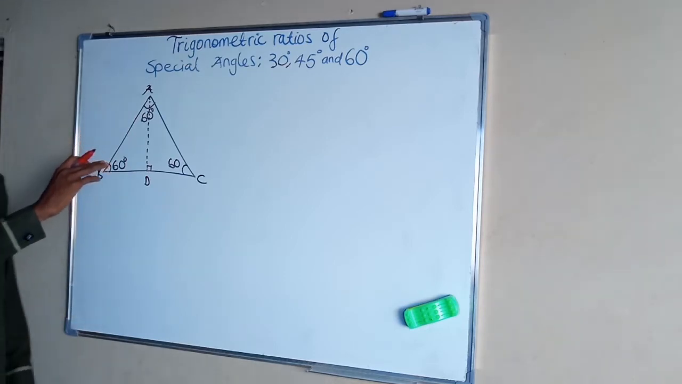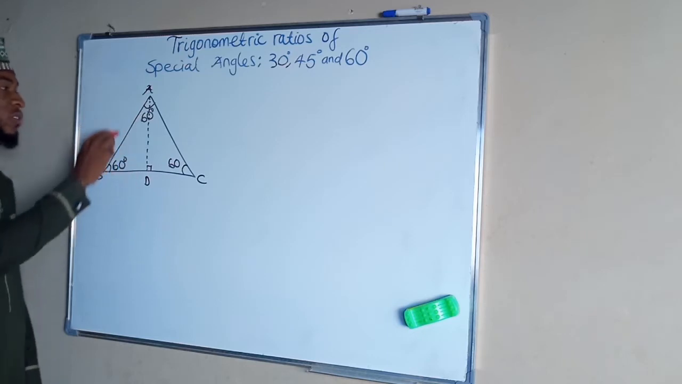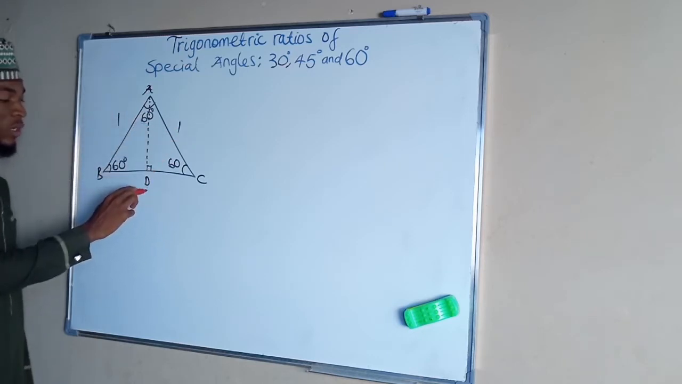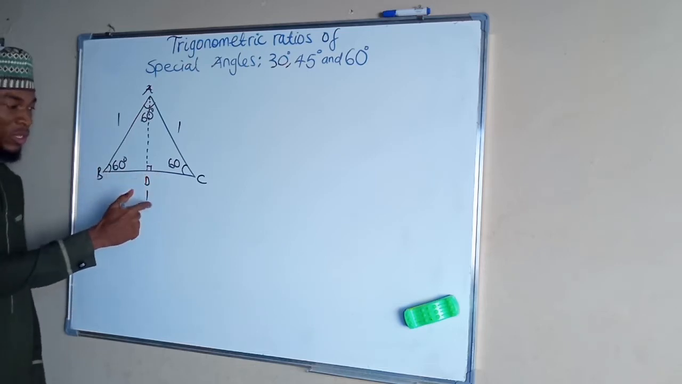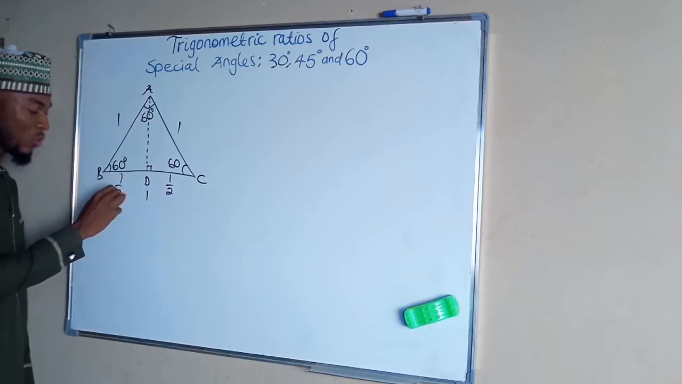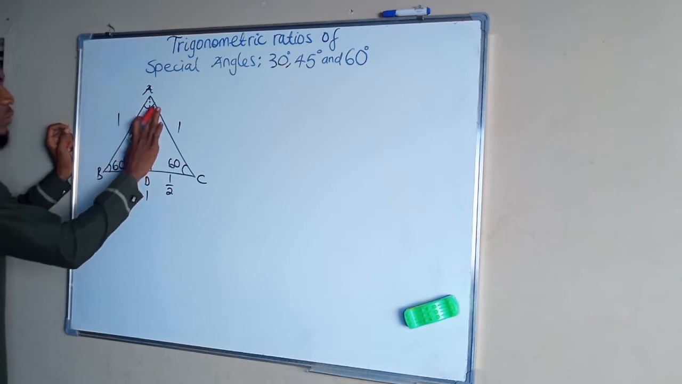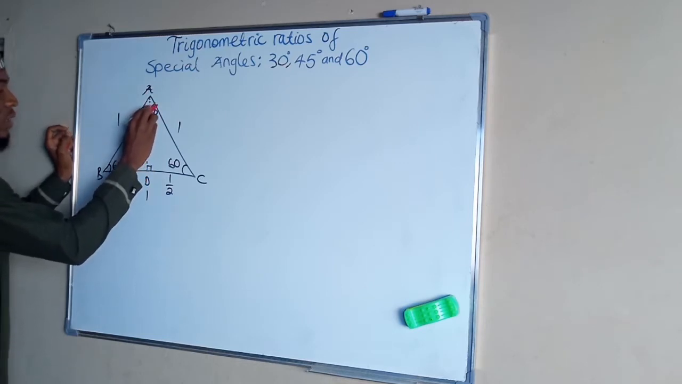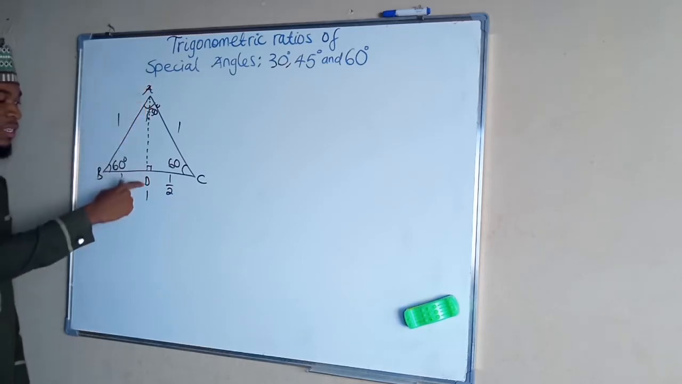An equilateral triangle again has equal side lengths, and their ratios are 1, 1 and 1. But since this line is being bisected equally, we end up having 1/2. Now this angle here becomes 30 degrees each. So now let's call this line AD h.